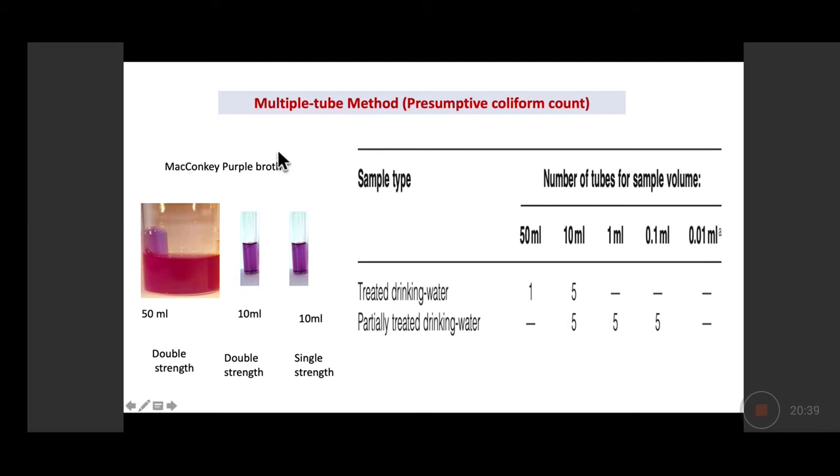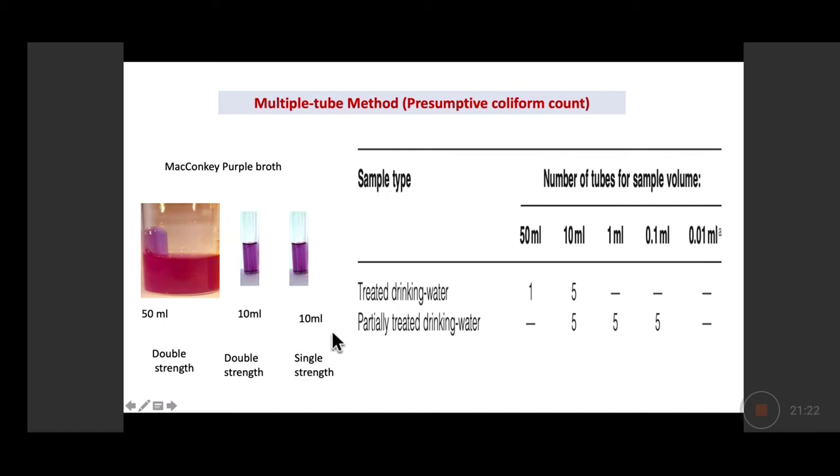So what we do, we have MacConkey's purple broth, which is a liquid medium. We prepare this medium in a 50 ml bottle. It is double strength, which means the concentration is generally 80 grams per liter of the medium. We prepare 50 ml and dispense it in the medical flat bottle. Then we also dispense this double strength in test tubes in the quantity of 10 ml. Then we dilute this and make it single strength.